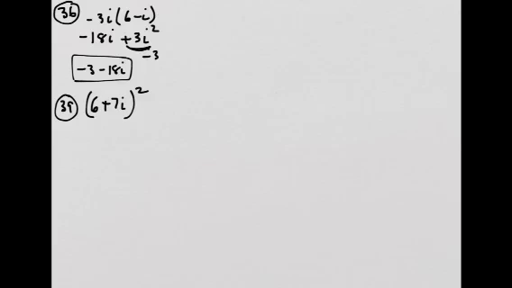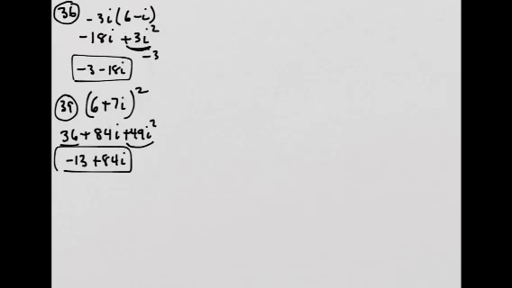So we're squaring a binomial. Okay, so this gives me 36. 6 times 7 is 42. You double it, so that's 84. And then 49i squared. This is negative 49, so when you combine it with 36, you get negative 13. And then the 84 stays as it is.